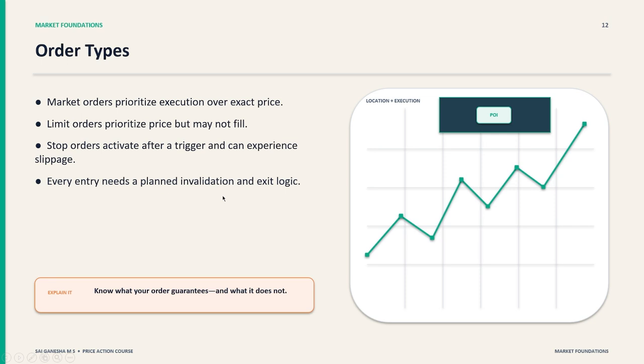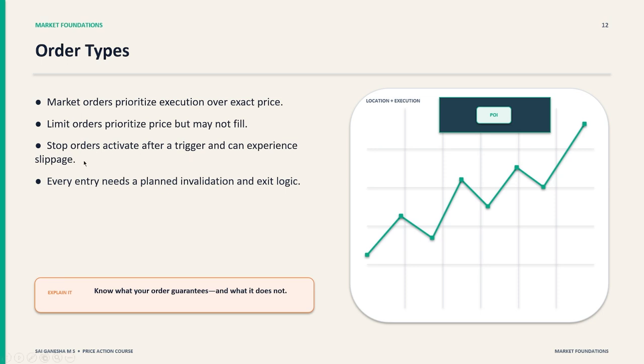What if the price only comes down to 491 and then moves up? My order won't be executed. So with a limit order, I can control the price, but I cannot guarantee that I'll get into the trade. That's the main difference. A market order gives me a much better chance of entering the trade, but the exact price can change. A limit order gives me control over the price, but the order may never get filled.